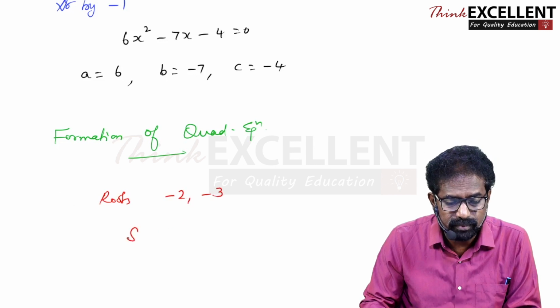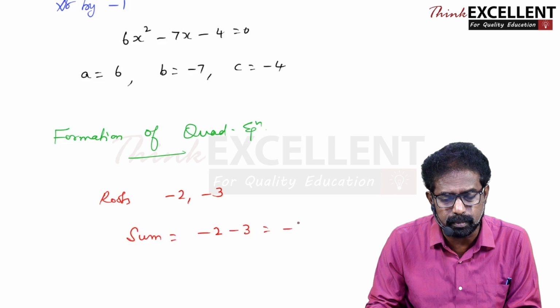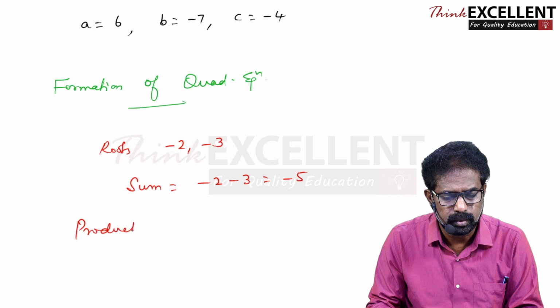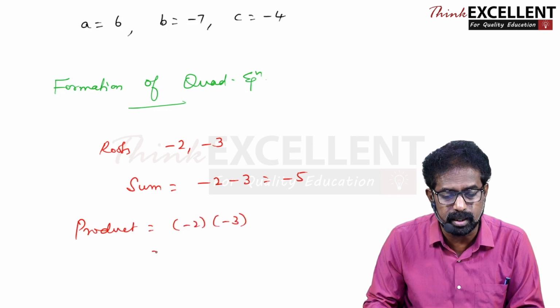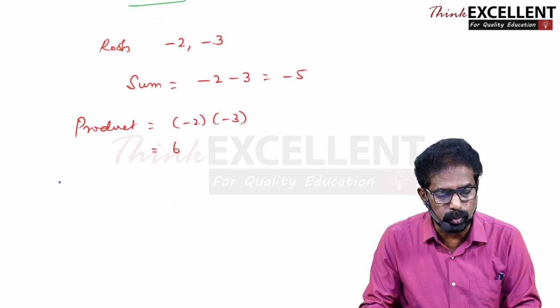Then you have to find the sum. Add these two, minus 2, minus 3, you are getting minus 5. You find the product also. You multiply them, minus 2 into minus 3. Minus into minus is plus, 2 3s are 6. Then the quadratic equation is.